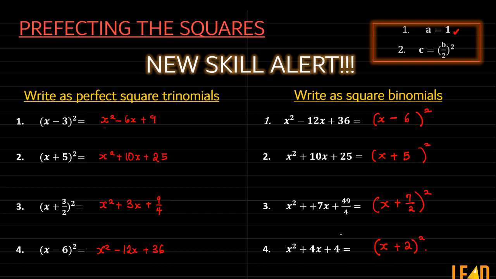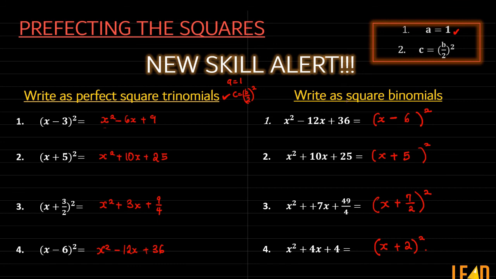All right, so we've done it already. It's very simple. The first thing we learned is that for you to have a perfect square trinomial, two rules must be met. We said A must be equal to 1, and C must be equal to the value of b over 2 all squared. Once you see a trinomial that meets this rule, you know that it's the square of some binomial.